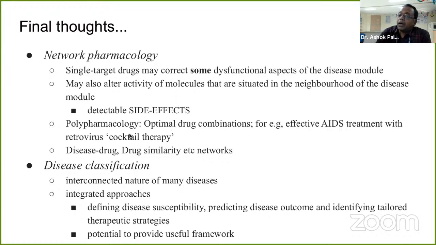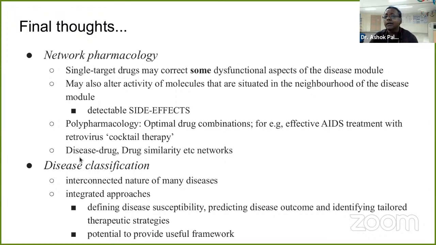The solution is polypharmacology, where we use drug combinations. And the problem here is to identify the optimal drug combination, isn't it? Some applications of this we have seen in AIDS treatment, where the standard now is to use a cocktail therapy of 3 different drugs. It's not just one drug, but 3 different drugs, and this is the treatment that has now proved to be effective. Moreover, we can also construct disease-drug networks, drug similarity networks, and many different networks from the sort of data that we have here.